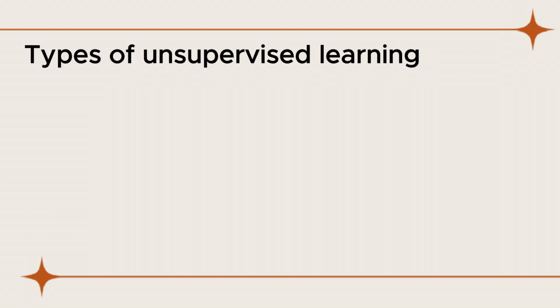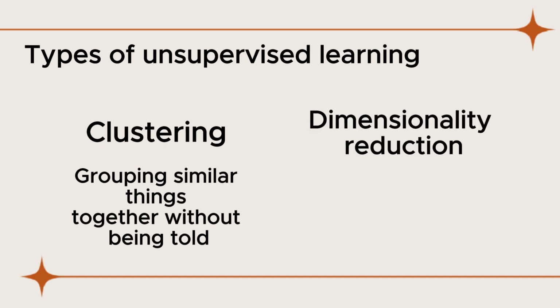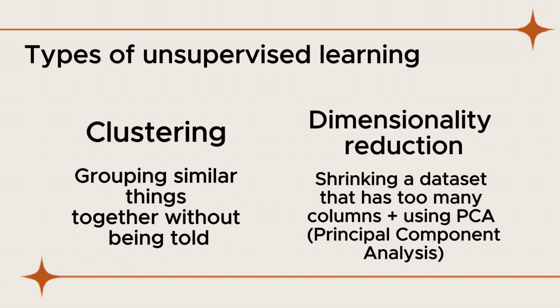Two main things unsupervised learning does. Firstly, clustering, grouping similar things together without being told what the groups are. The most common algorithm here is k-means. You tell it how many groups you want, it figures out who belongs where. Secondly, dimensionality reduction. Your data set has like 500 columns. That's unworkable. PCA, or principal component analysis, compresses it down into the most important components while keeping most of the information. You will use this constantly in real work, before visualization, before building other models.